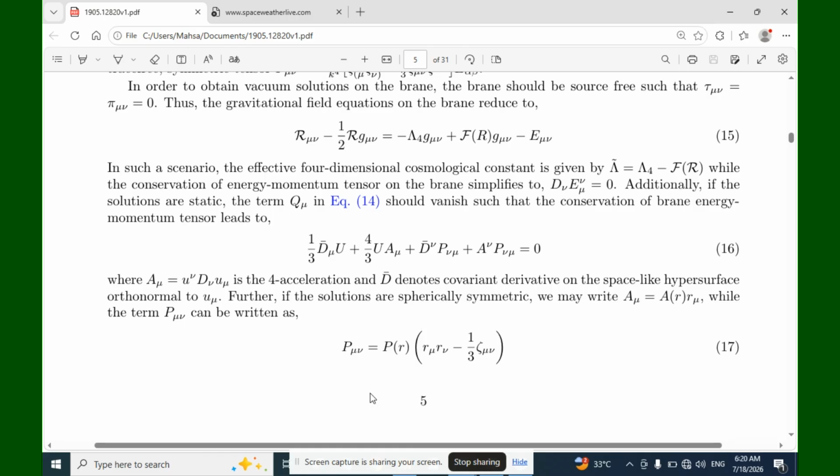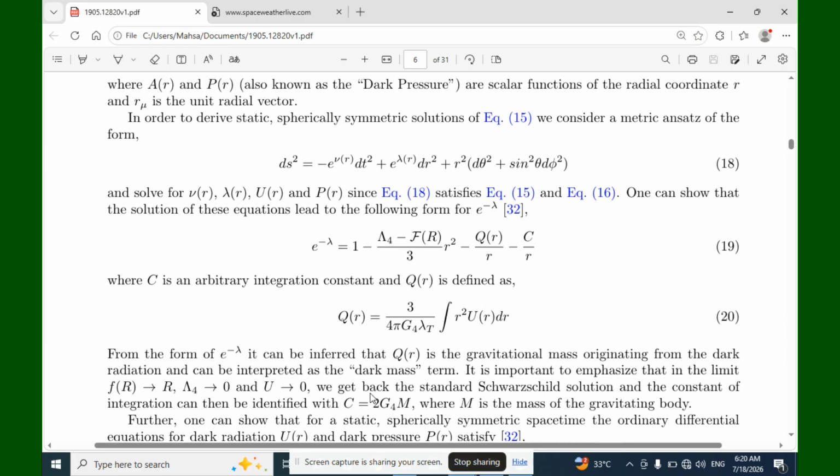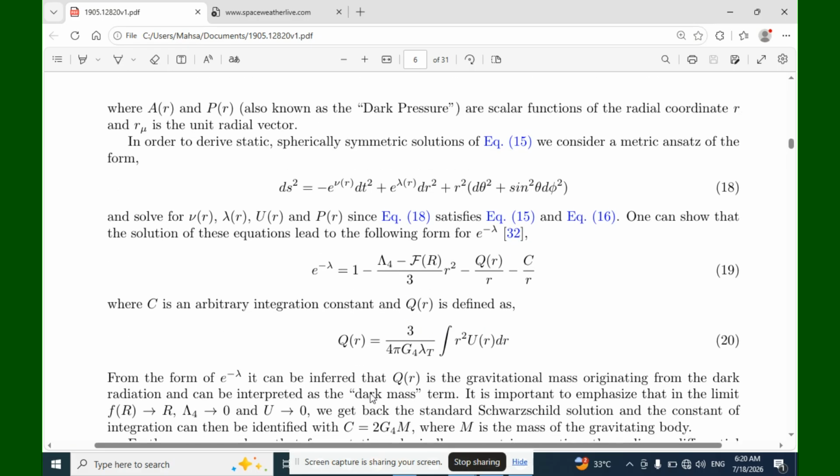Further, if the solutions are spherically symmetric, we may write I micro is equal to IR R micro, while the term P micro nu can be written as P micro nu is equal to PR multiplied by R micro R nu minus 1 divided by 3 zeta micro nu, where I, R, and P are also known as the dark curvature or scalar functions of the radial coordinates R, and R micro is the unit radial vector, in order to derive a static spherical symmetry solutions of equations 15.